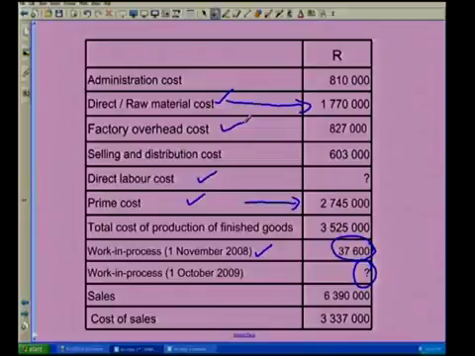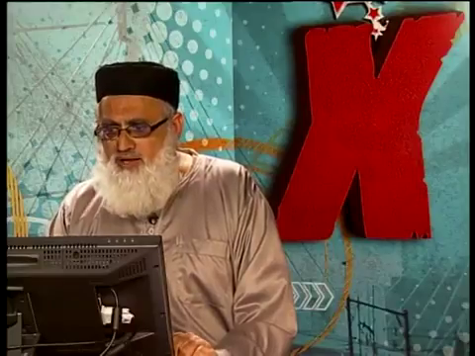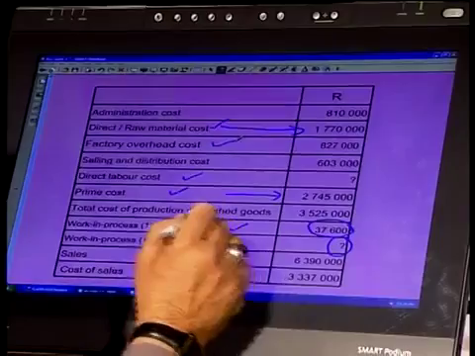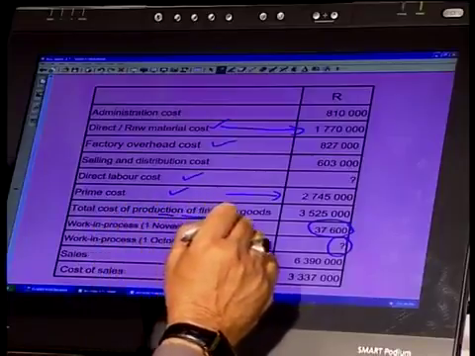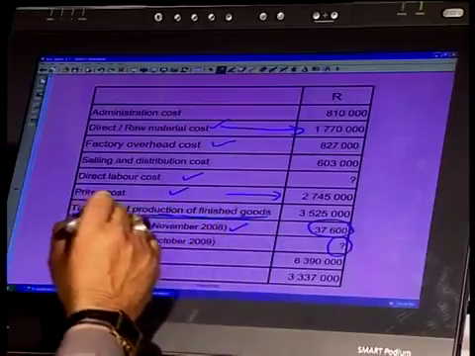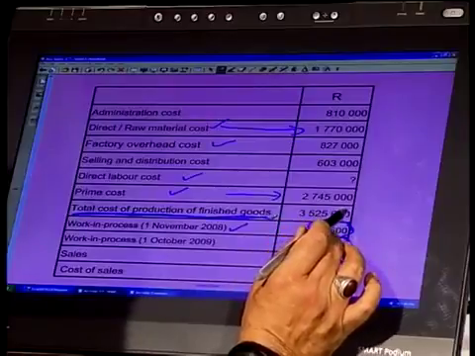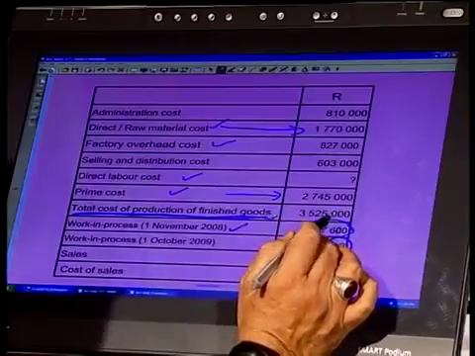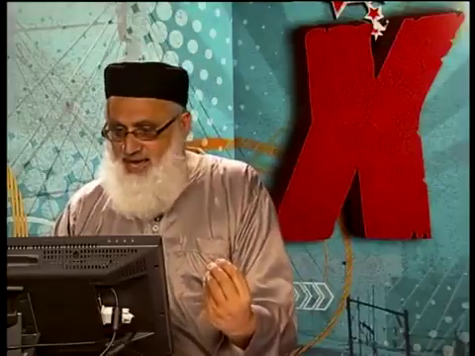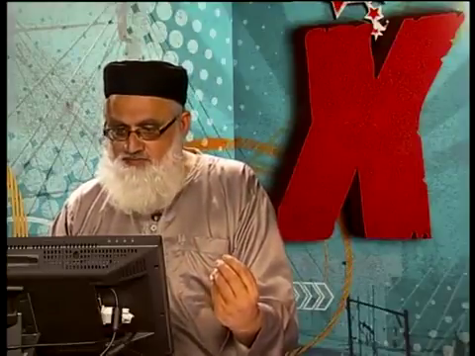Let's look at the question. If we go through our information, there's my admin cost. It's certainly not that. Factory overhead cost, I'm sure we've dealt with this one. Remember, we've used the factory overheads cost. It's not my selling and distribution. It's not my sales. It's not my cost of sales. What is it then? Somewhere along here, there's something that I haven't ticked off. Can you see what I'm talking about? My total cost of production of finished goods.